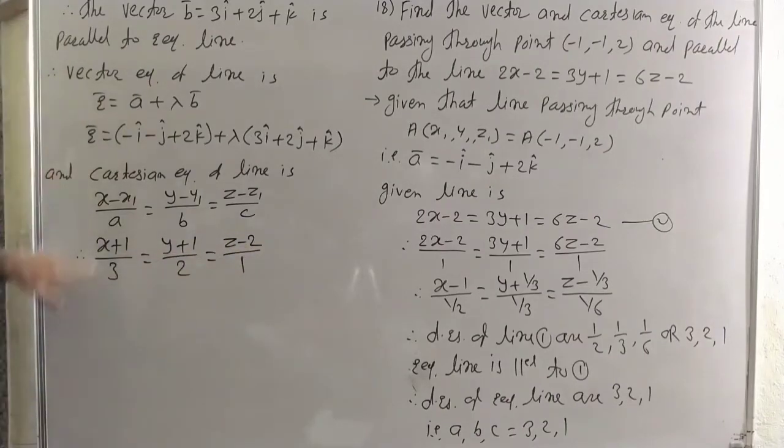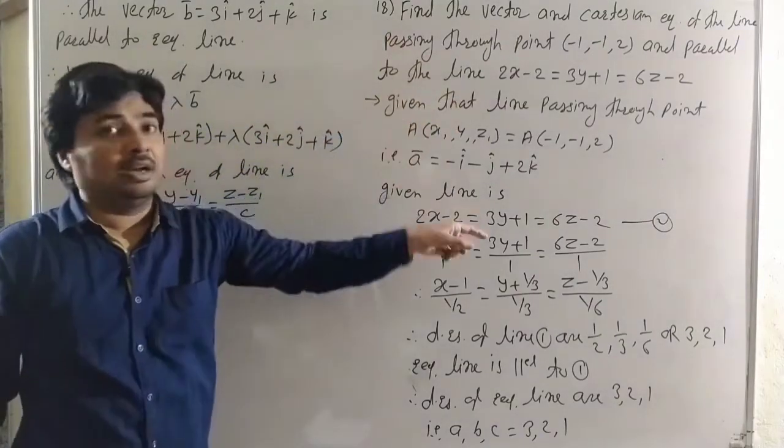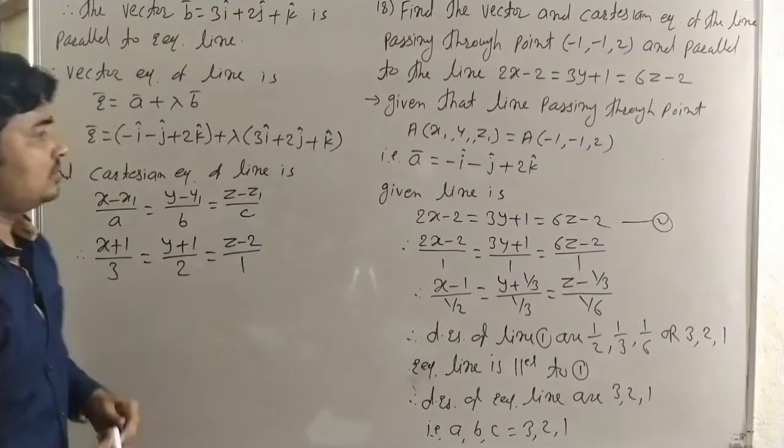It is a Cartesian equation, and it is the vector equation of the line which is passing through (minus 1, 1, 2) and parallel to this line. Okay, see this carefully.